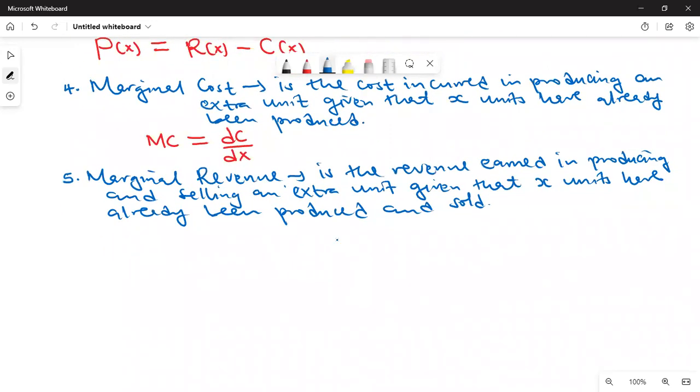And in calculus, marginal revenue, which we are going to denote by MR, is equal to the derivative of the revenue function with respect to X.